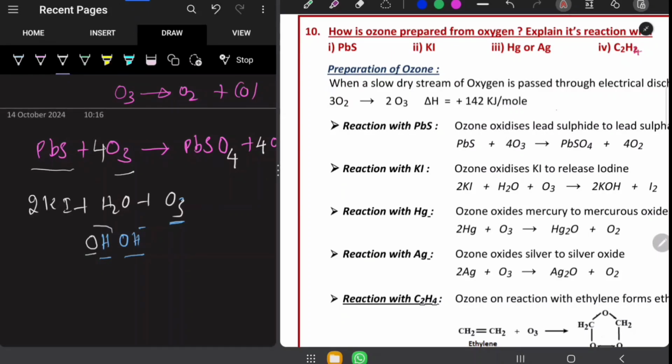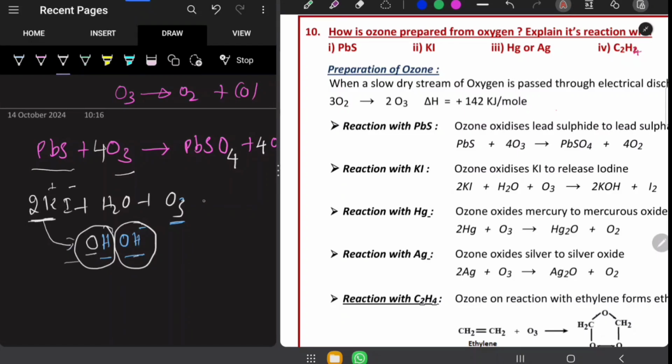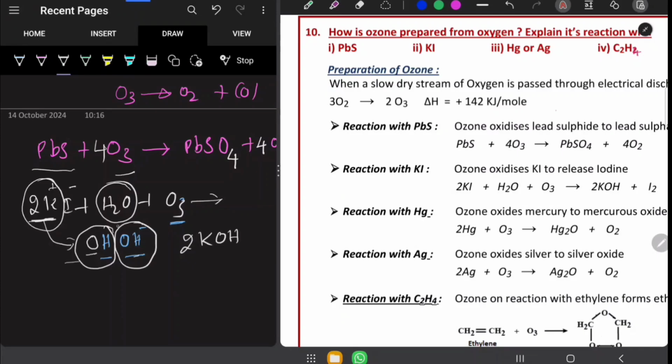So now totally two OH groups, OH and OH, and here two potassiums are there, no? These two potassiums, 2K+ and I−, combine with the two OH groups and we will get 2KOH. That's what you can observe here, 2KOH, right? Next, that means two potassiums are over, the water molecule is completely consumed, and one oxygen from ozone is also consumed. Then what is left?